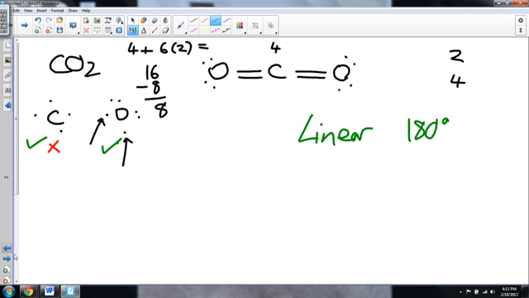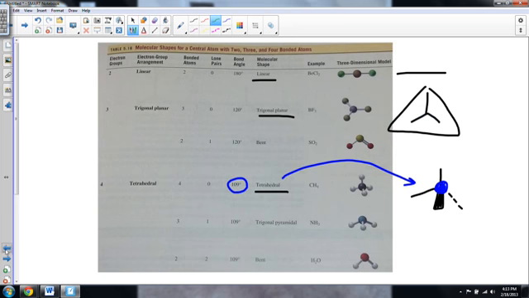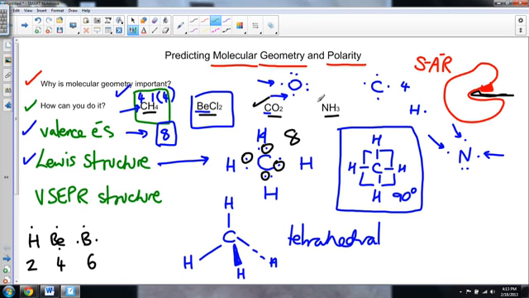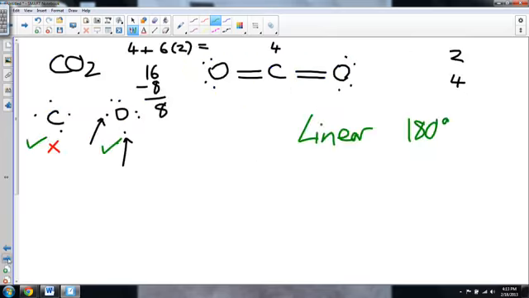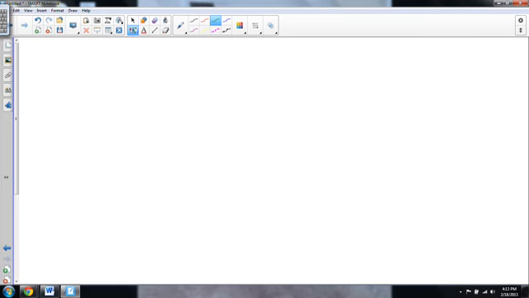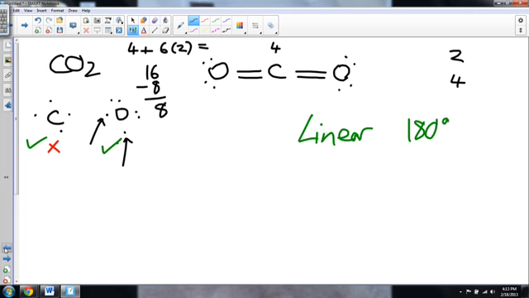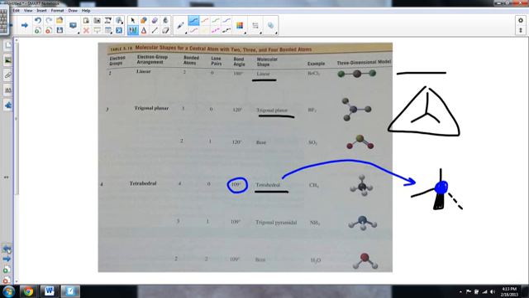All right. Now, the last one here is ammonia. You guys know what ammonia is? It's a cleaning product. It kind of stinks. NH3. So the first thing we're going to do is exactly what we did before.